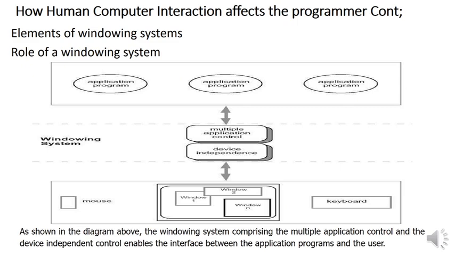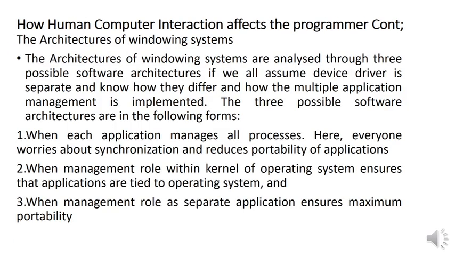Element of windowing, role of windowing. So you can see application program, those are the top layer. Then windowing, multiple application control. Then device independent. Then that goes to the interface: mouse, window, then keyboard. As shown in the diagram above, the windowing system comprises multiple application control and device independent control that enable the interface between the application programmer and the user.